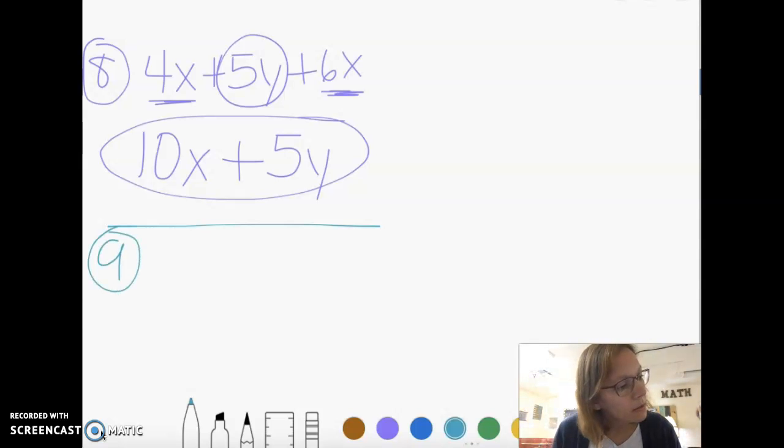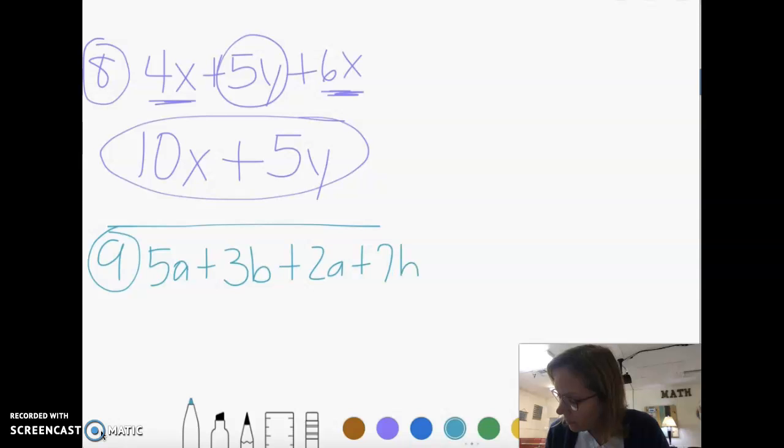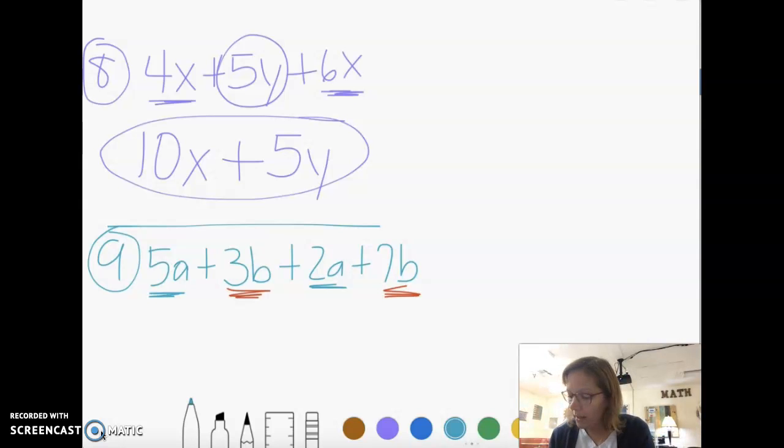Number 9 says 5a plus 3b plus 2a plus 7b. All right, so again, I'm looking for like terms. I see that I have an a and an a, and I see that I have a b and a b. So first I'm going to add my a's. 5 plus 2 is 7a.